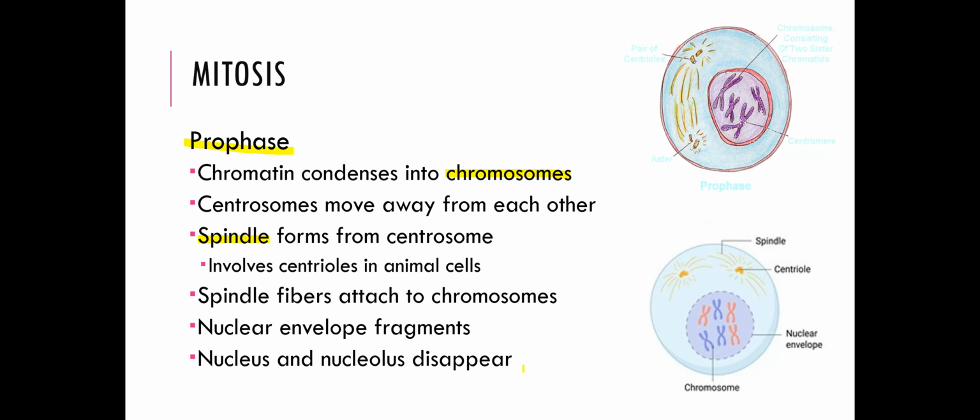And then the third main event is that the nucleus and the nucleoli are going to go away, okay? Because I can't divide the chromosomes and put them into two new nuclei if I still have one complete nucleus, okay? So even though there's a lot going on here, the three main events that I want you to remember: we get the chromosomes from chromatin, the spindle forms, and the nucleus goes away.